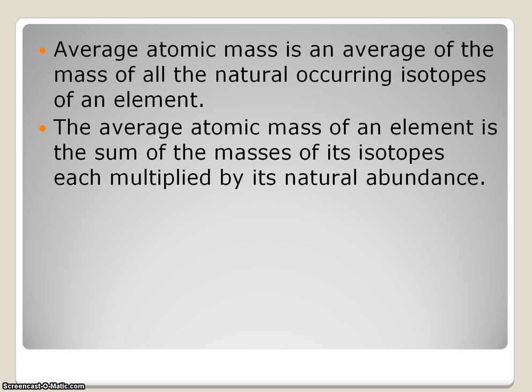Okay, the average atomic mass is an average of the mass of all the naturally occurring isotopes of an element. So the number you see on your reference table is an average number. So you have to look at all the isotopes that occur of an element, and we've got to average them together. Now, we don't just add them up and divide by 2, because they're not all occurring at the same abundance. So what we need to do, the average atomic mass of an element is the sum of the masses of its isotopes, each multiplied by its natural abundance. Okay, get those down.